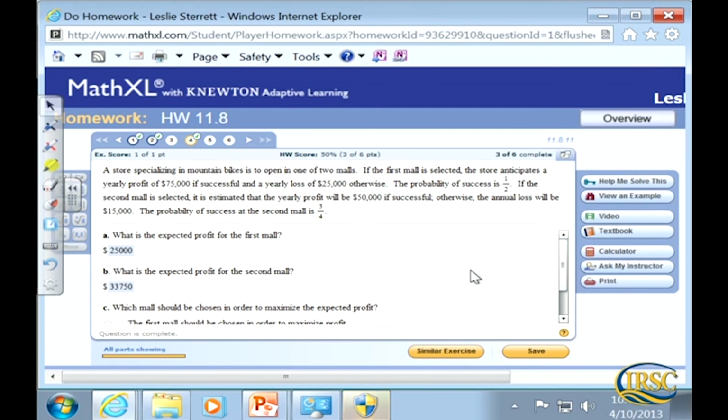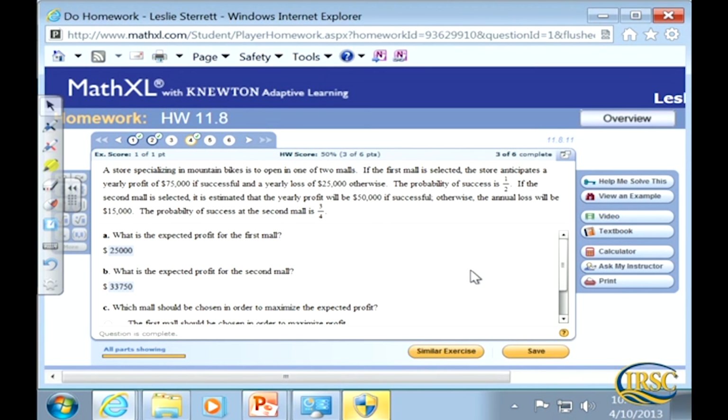Now notice why it might be important to work this out. If you look at the original information, you were told that if you're successful at the first mall, you could get $75,000 in annual profit. That could be really enticing, because that's more than the $50,000 that you're expected a year at the other one. But what's going to happen is one year you're going to be successful, the next year you're not. You know how the economy fluctuates. A few years back, the housing market was great, then not so much, and so on.